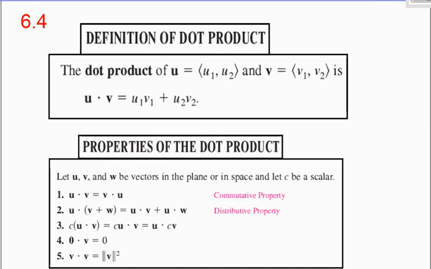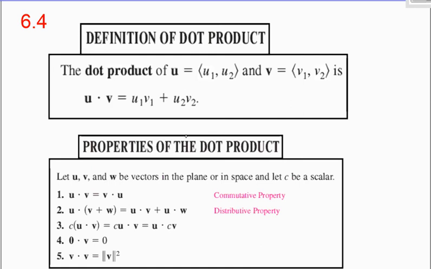Now, here's the dot product. The dot product of a vector u and vector v: all you do is multiply the left-right coordinates of both vectors, and the up-down coordinates of those vectors, and add them together.